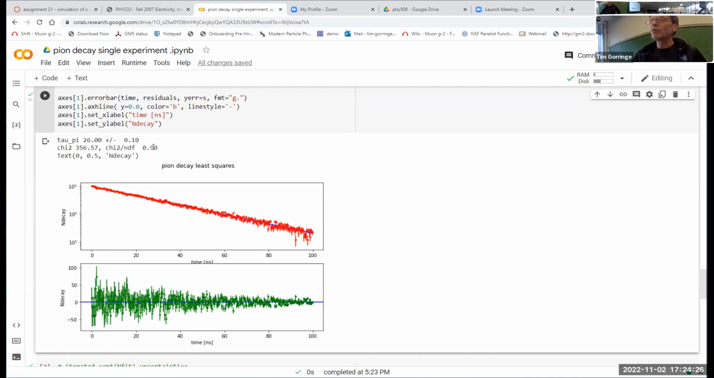The chi-squared, which was significantly different from 1, is much less different from 1 this time. And so it's at a level that this can just be maybe a fluctuation. So we've fixed up the chi-squared, and we've got presumably a more accurate determination of the lifetime because we've used a better estimate for the uncertainties on the data points.